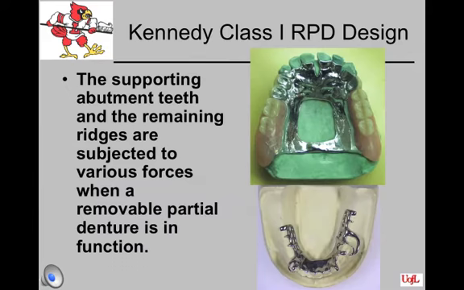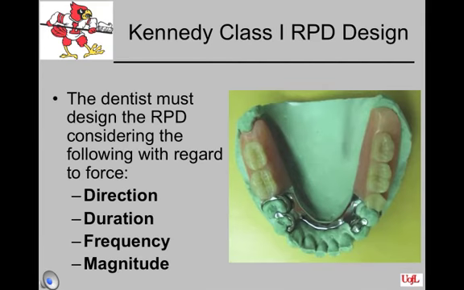The supporting abutment teeth and the remaining ridges are subjected to various forces when an RPD is in function, especially the Kennedy Class 1. We're going to look at some of those forces and what parts of the RPD counteract these forces. The dentist must design the RPD considering the following with regards to force: the direction of force, the duration, the frequency, and the magnitude of the force all influence the success of the RPD.